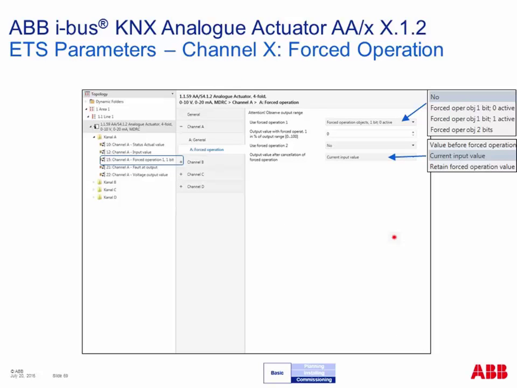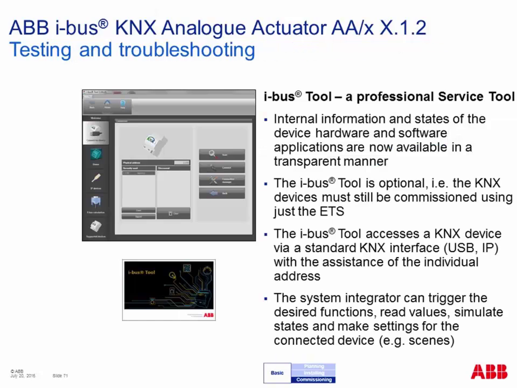The forced operation has a higher priority than our KNX input telegram. We have two priorities, forced operation 1 and 2. And we can use the 1-bit forced operation or the former 2-bit, depends what you prefer. And then when we activate the forced operation, we can set the value, go to 50%, 80%, and so on. So now let's come to testing the KNX actuator.